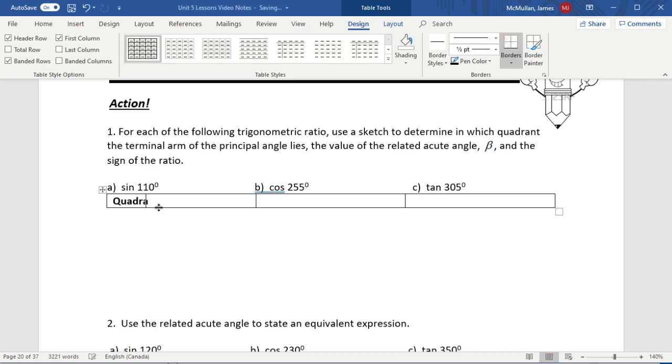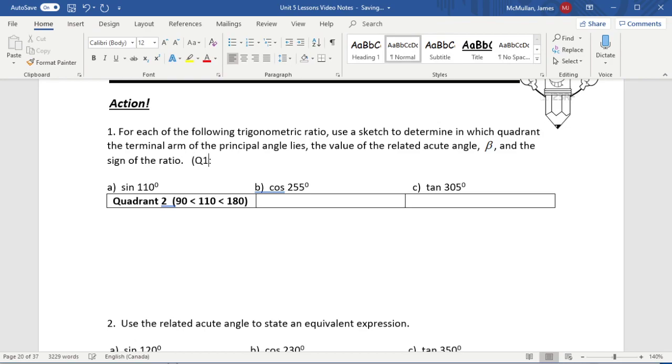This is going to be in quadrant 2. I know that because 90 is less than the 110 in the question, which is less than 180, so it fits in quadrant 2. Just remember quickly, quadrant 1 is 0 to 90, quadrant 2 is 90 to 180, quadrant 3 is 180 to 270.